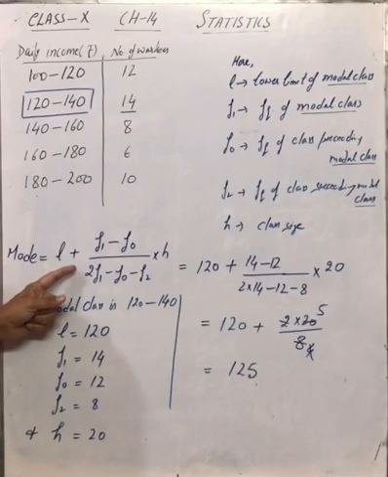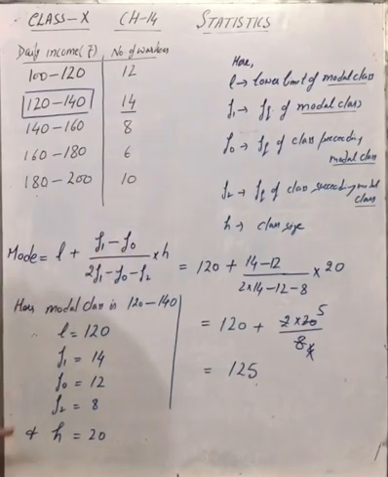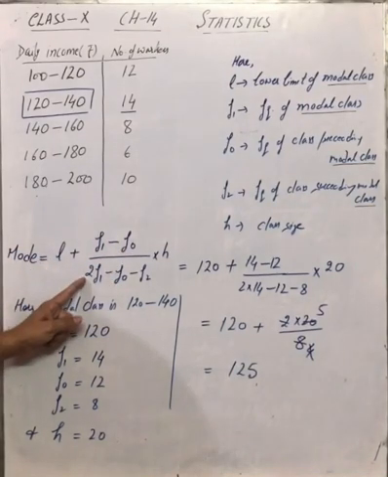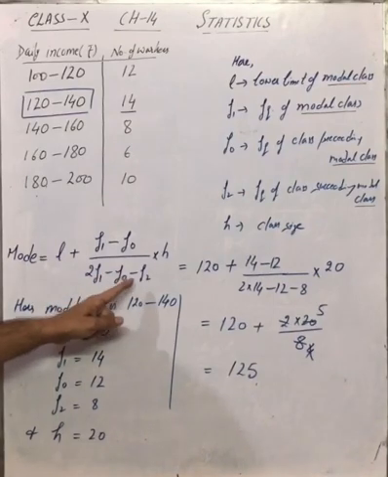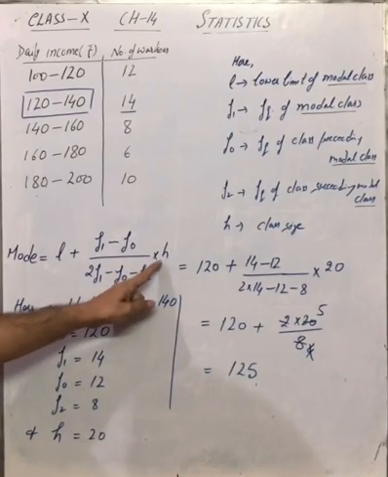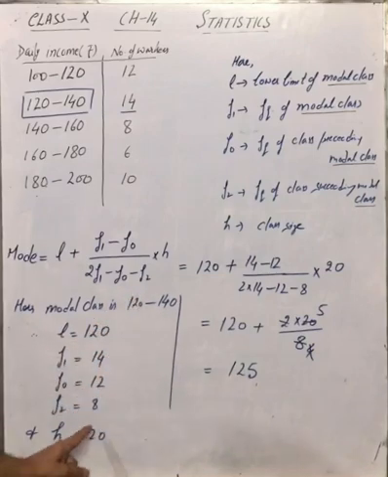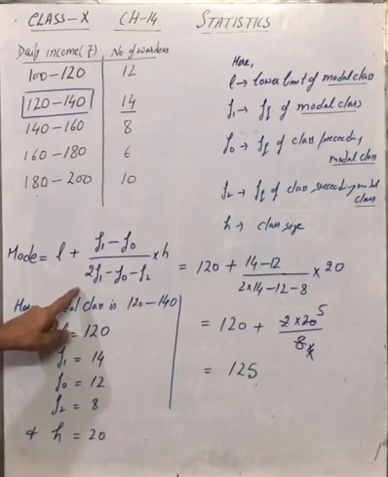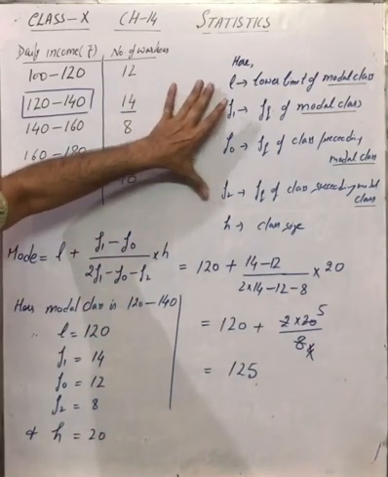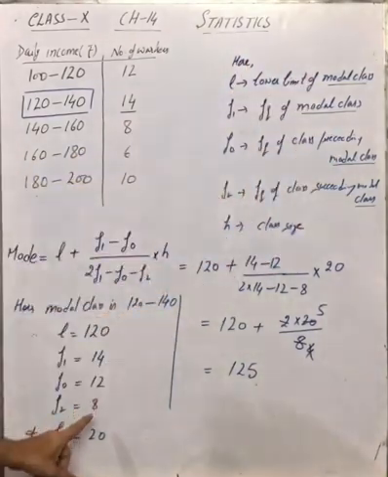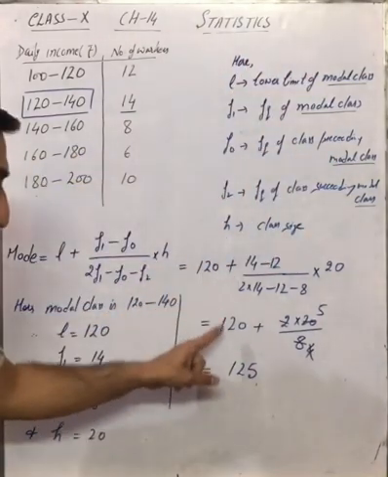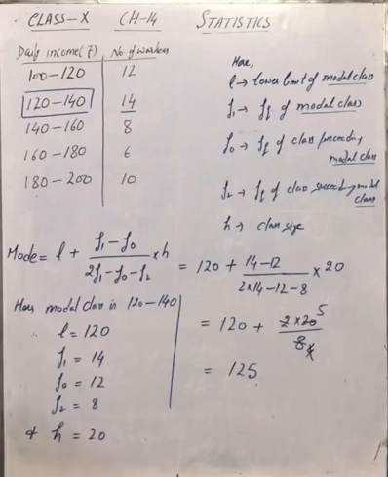Mod equals L plus F1 minus F0 over 2F1 minus F0 minus F2 multiplied by H. So these are the values which we are using here, and these are the terms which you are going to use here. And by putting in their values, mod is 125. I hope the question is clear to you, how you have to find mod.